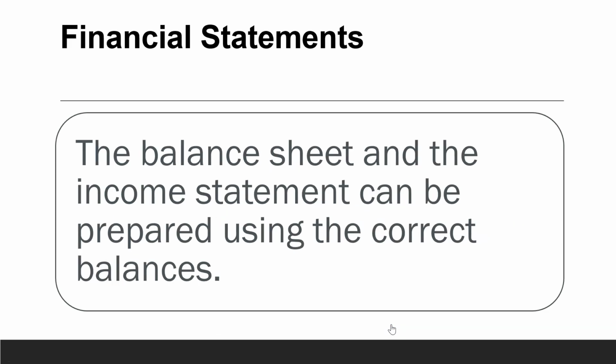Okay, fine. So then, finally you make the financial statement. So this is basically the end of everything. This is something which everybody is looking for. The company's owners, the management, the shareholders, the general public, the stock markets. They want to know what the company has done in the last year or last quarter or last month. So a balance sheet and an income statement can be prepared using the correct balances.